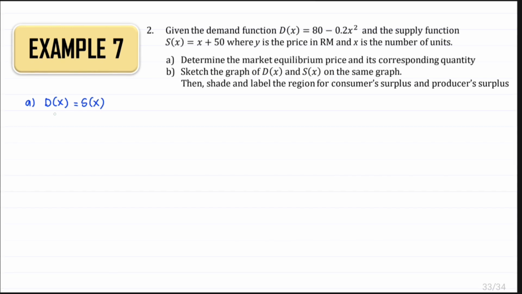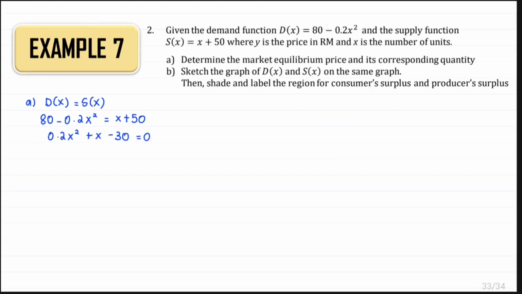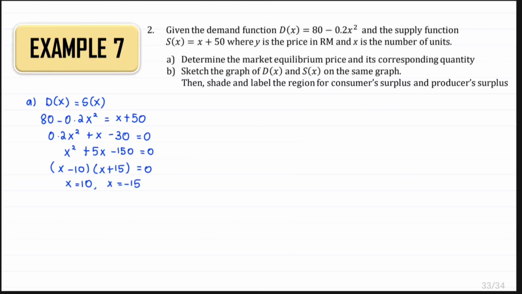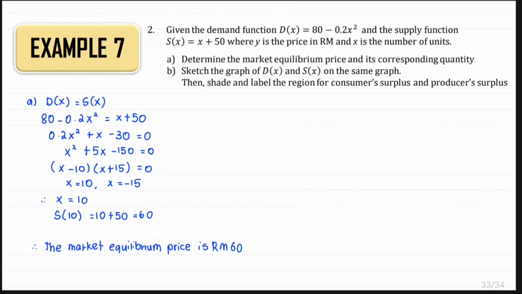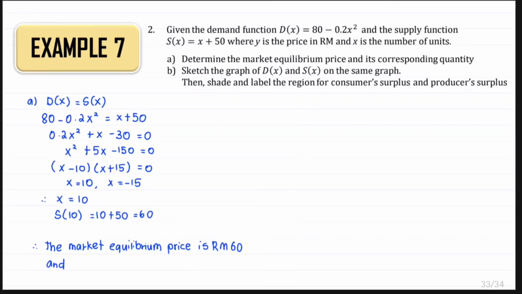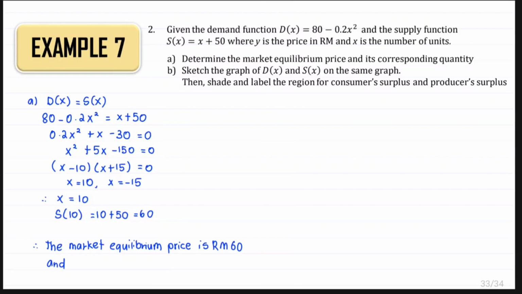We arrange the function. Then we simplify first. We factorize, then we get x minus 10 and x plus 15. Since x is the quantity, x equals 10 only. To find y, we substitute x equals 10 into Sx. So S(10) equals 10 plus 50, then we get 60. We conclude the market equilibrium price is RM60 and market equilibrium quantity is 10 units.